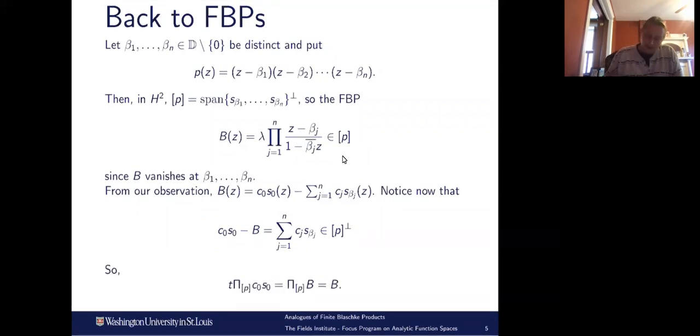Okay, so the point here is that now if I hit everything with the orthogonal projection onto bracket P, and I'm just applying that here. I think this is a typo, sorry about that. I think this T should be here. We just get that the projection of some constant times the kernel at 0 is our finite Blaschke product.